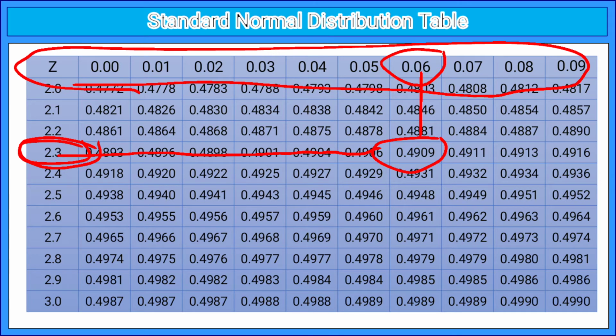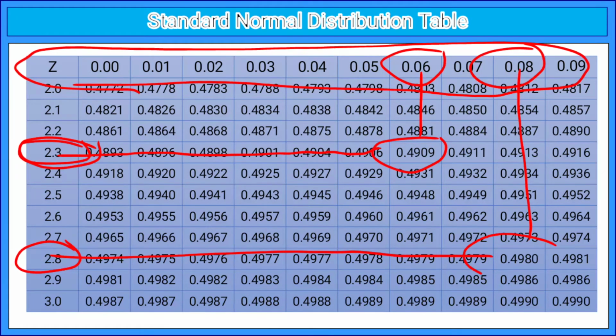49.09%. Say I would like you to get the percentage of the z-score value 2.88. Okay, so we have 2.8 here and then 0.08 here. Just take a look here. What is the intersection? There's 0.4980. So it means the percentage for the z-score 2.88 is 49.80%. You are going to learn all about this when we tackle the next example.